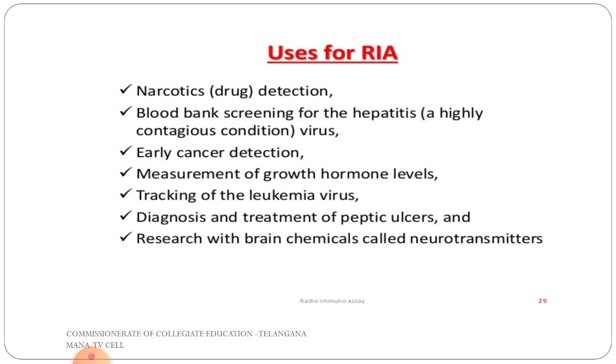Uses of radioimmunoassay. Radioimmunoassays are used in detecting narcotic drugs, in blood banks for screening hepatitis virus, for early detection of cancer, for measurement of growth hormone levels, for tracking leukemia virus, for diagnosis and treatment of peptic ulcers, and in research with brain chemicals called neurotransmitters.